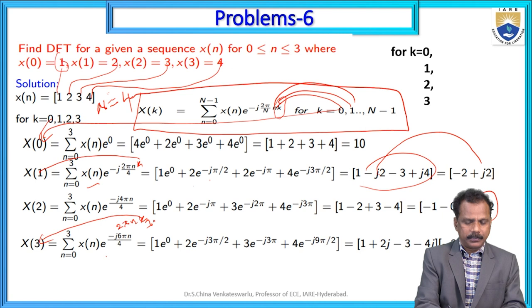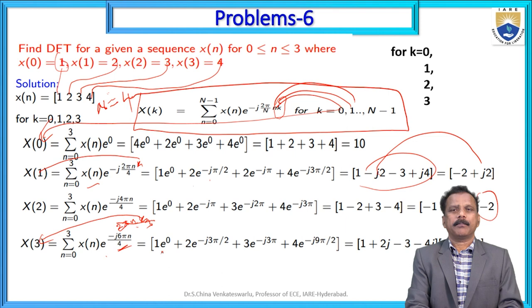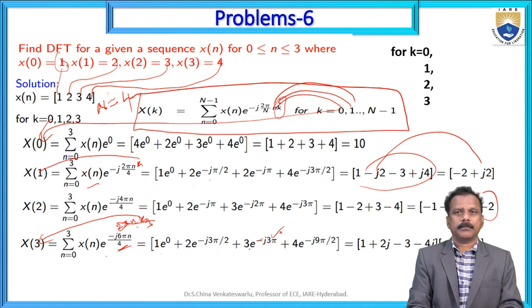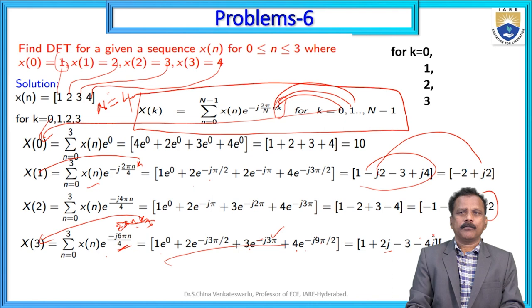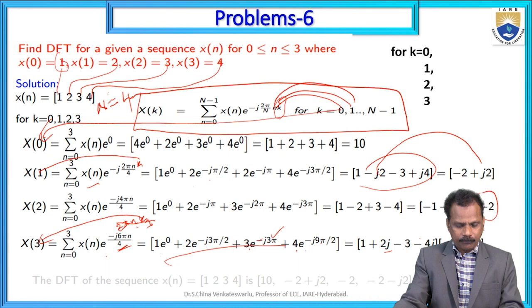k equal to 3. That means 3 into 2, 6. That's why it is 6 minus j, 6 pi n by 4 is equal to 1 into e power 0 plus 2 into e power minus j 3 pi by 2, 3 into e power minus j 3 pi plus 4 into e power minus j 9 pi by 2, and so on. After simplifying this value, 1 plus 2j minus 3 minus 4j, we get minus 2 minus j. Okay, so like this.